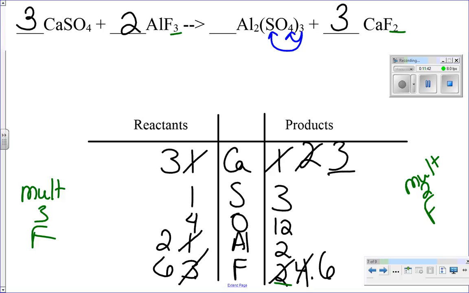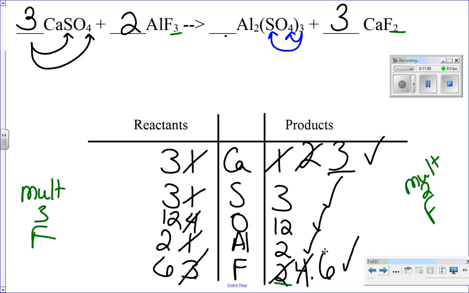How are my S's and my O's looking? 3 times 1 gives me 3 sulfurs. 3 times 4, 12 oxygens. I didn't put anything here, so I don't have to change that up. 3 and 3, 3 and 3, 12, 2, 6. I've got a ratio of 3 to 2 to 1 to 3. Good to go.